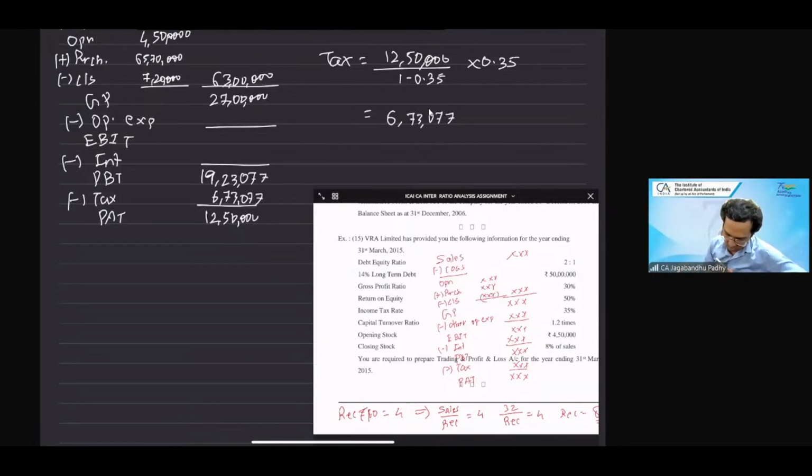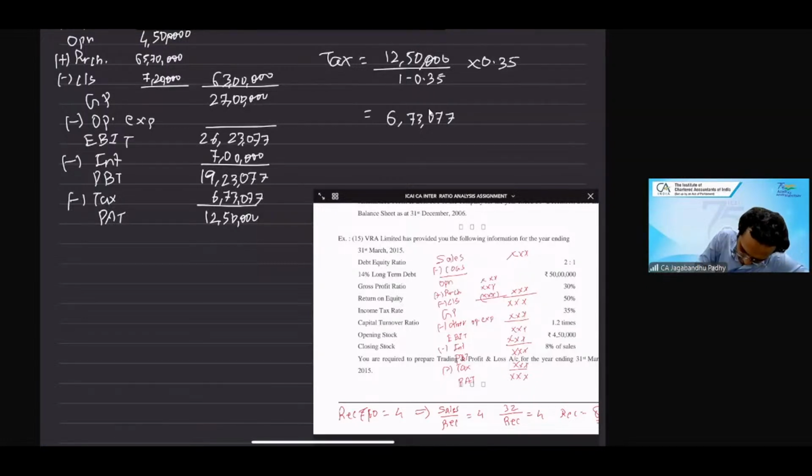So 14% of 50 lakh will be 7 lakh. 7 lakh only, na? 14% of 50 lakh, 7 lakh, sorry. Then EBIT will be again the backward calculation, which will be 26 lakh 23,077.